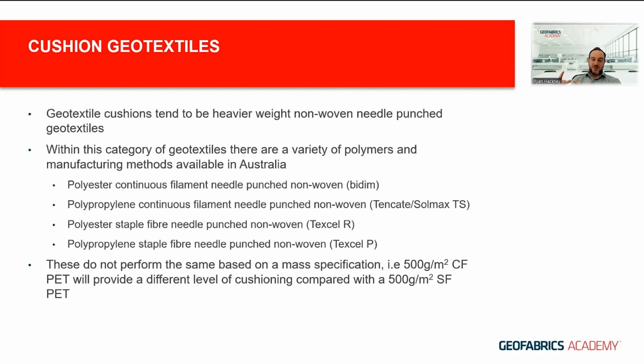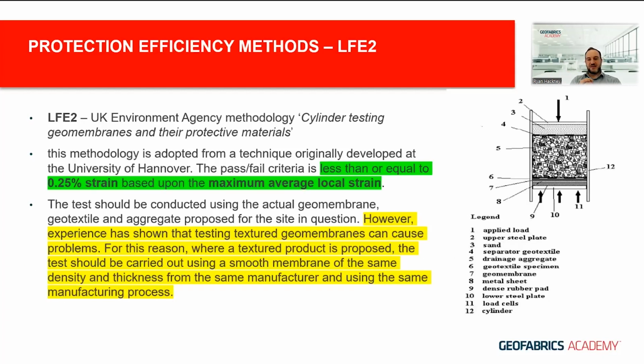gram per square meter mass per unit area continuous filament polyester is not going to perform the same. They have different levels of performance compared to a 500 gram per square meter staple fiber polyester. The two are different things, and as I say, I'll highlight that later on in this presentation.